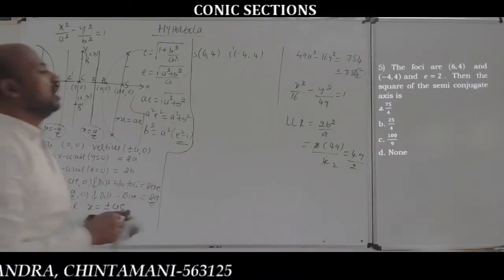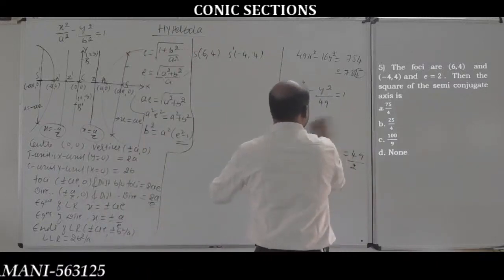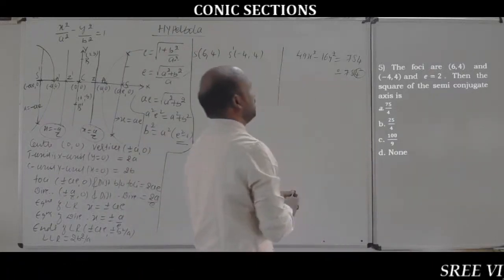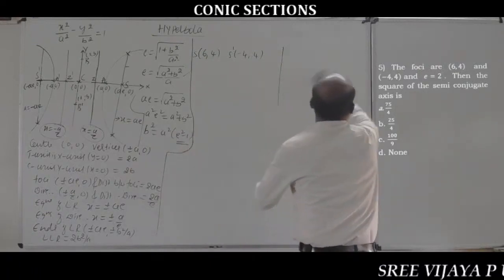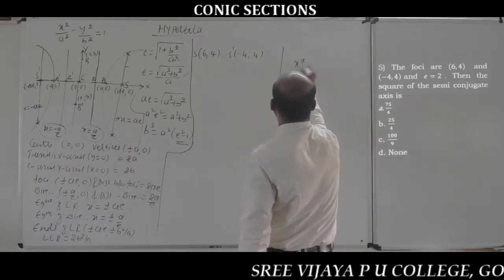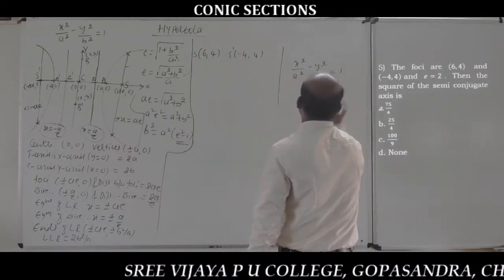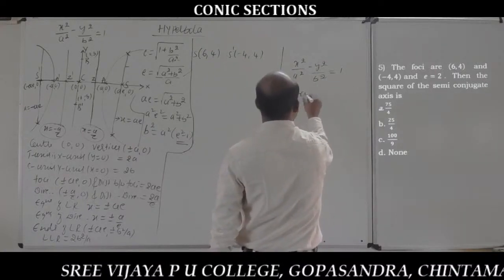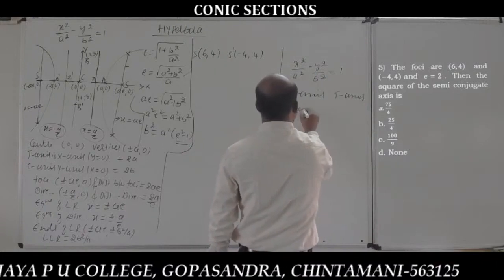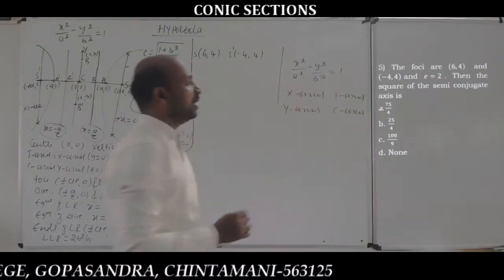Now let us go to the standard form of the equation of hyperbola. For the equation of hyperbola x square by a square minus y square by b square equals 1, the x-axis is the transverse axis, and the y-axis is the conjugate axis.